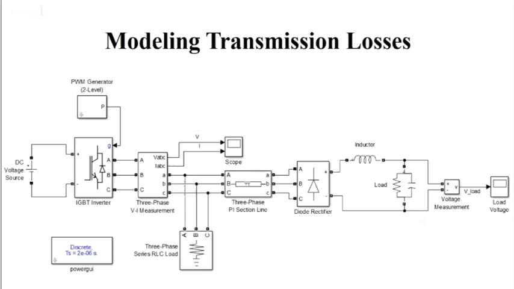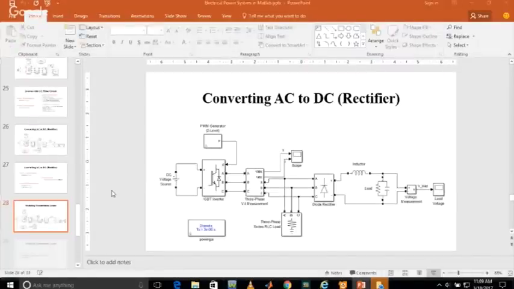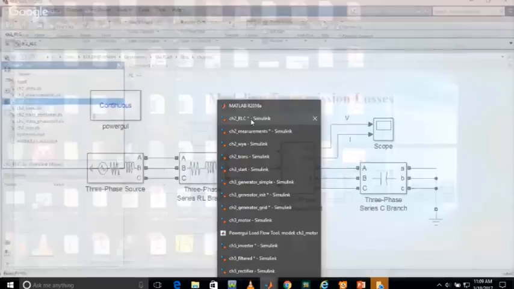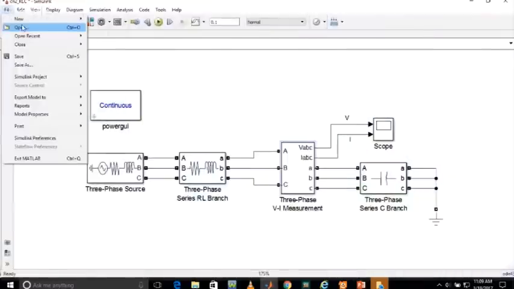Like you are sitting here and you want to operate a circuit in sector 29. At that point of time, you need lines, transmission lines or distribution lines. So this three-phase PI section line will be providing the parameters for those lines. Okay? So again, we open the circuit.